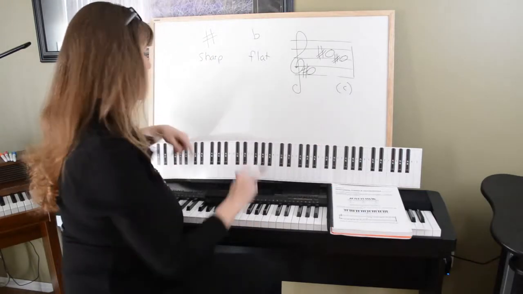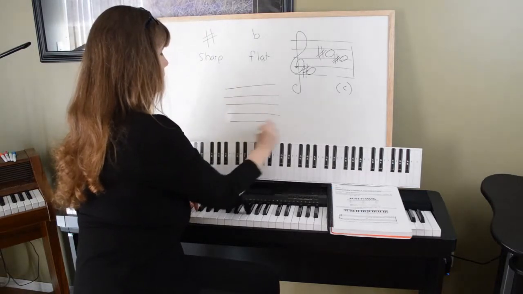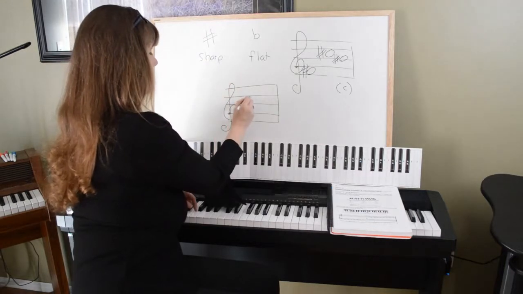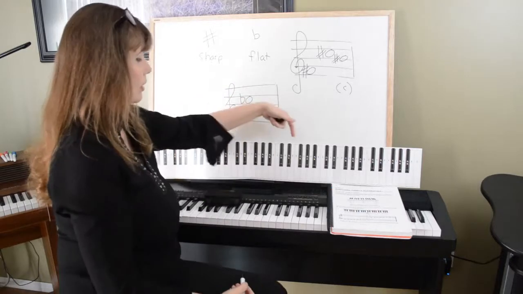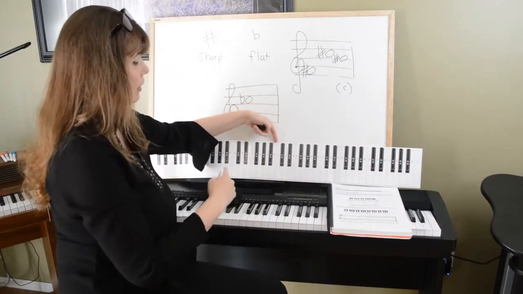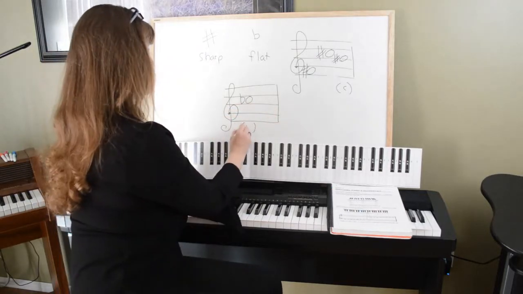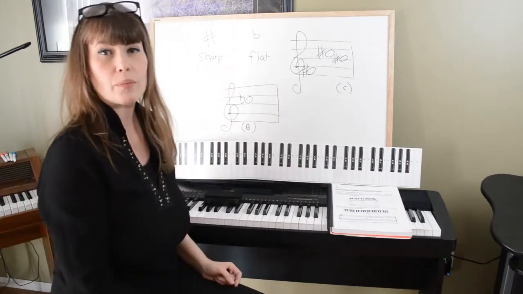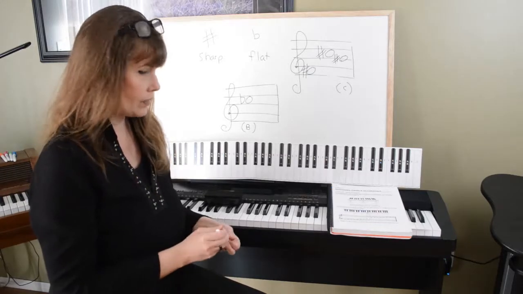Now if I had a C, I'm just going to draw another 5 lines here, treble clef. If I had a C and I wanted to lower it with a flat, again, there is no black note there. So to lower a C, you're actually going to be playing the note B. So sometimes when you see a sharp or a flat, you will not end up on one of the black keys. You'll end up on the next nearest white key.